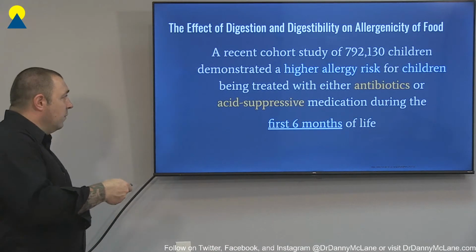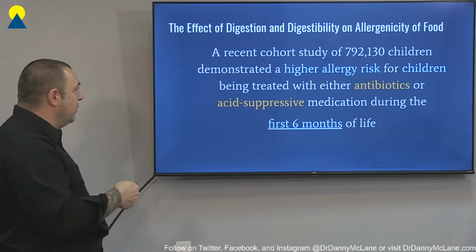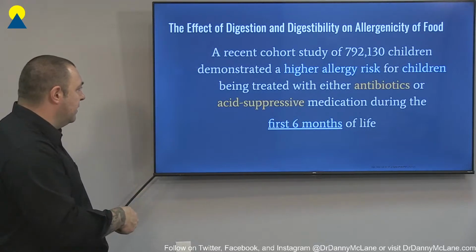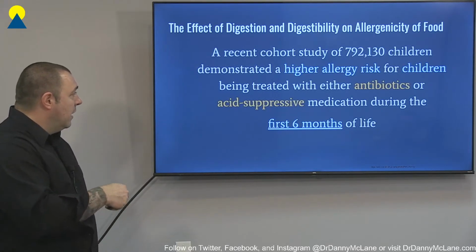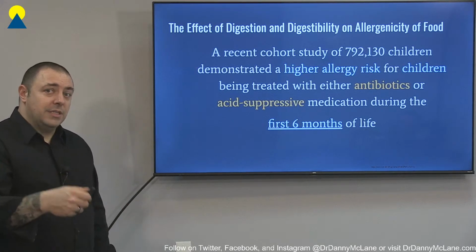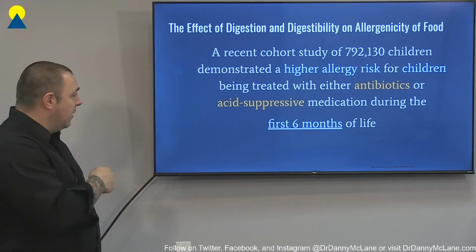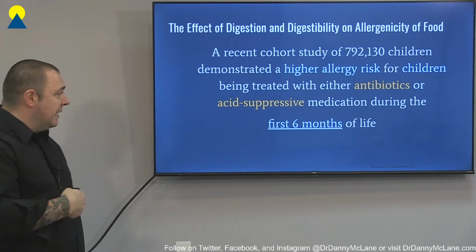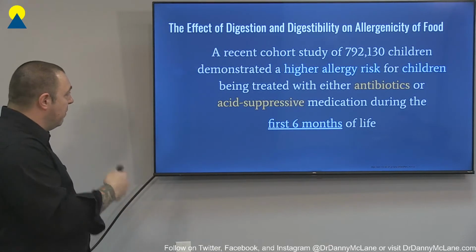There was a study that was done with 792,000 children, demonstrating a high allergy risk being treated with antibiotics or acid suppressive medication for the first 6 months of life. Antibiotics can cause lifelong allergies and asthma if it's done in the first 6 months. Same thing with acid suppressive, but people get that. If you understand you need acid, but you also need probiotics. The antibiotics completely change your gut microbiome.